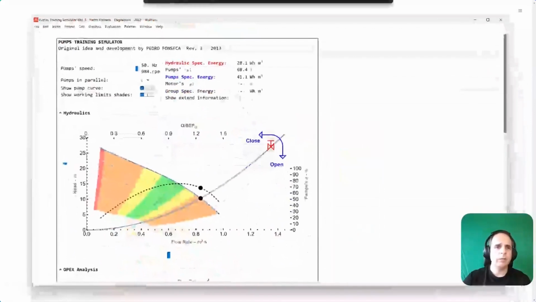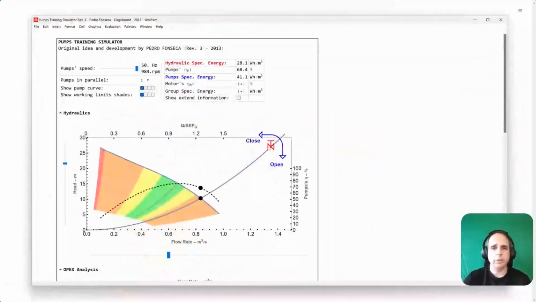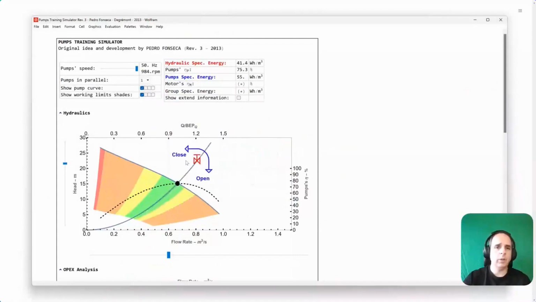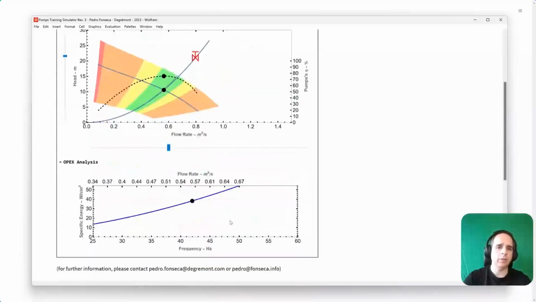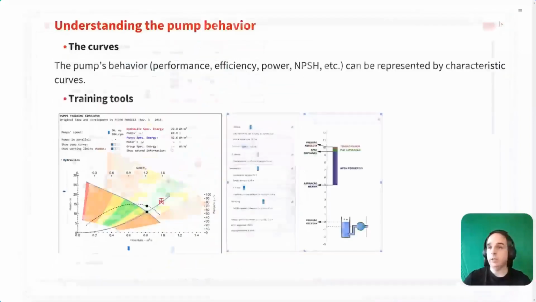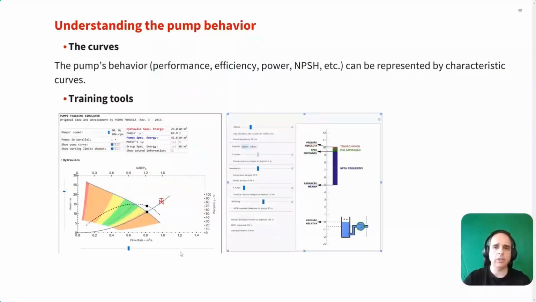Here is a typical interface for training, but we have similar ones in production cases where we can move the system curve by, let's say, symbolizing an opening and a closing of a valve. And we can see the operation point between the pump curve and the system curve. We can manipulate the frequency of operation and see how it reacts in terms of OPEX, equilibrium, etc. These tools work great. It's marvelous to have this interaction within the working environment. And this is, let's say, a static point of view.